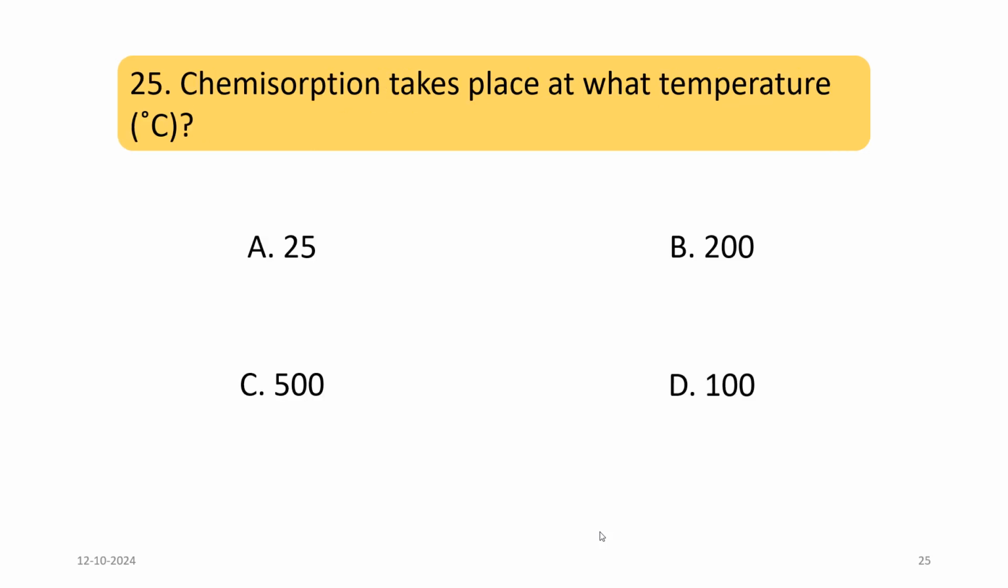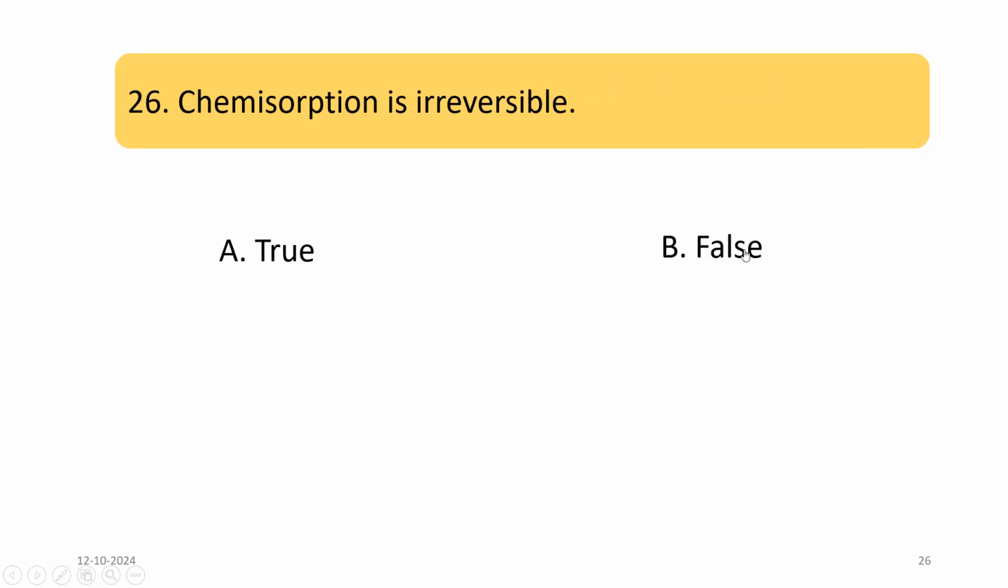Next, chemisorption takes place at what temperature? The answer is 200 degrees centigrade. Chemisorption from a gas generally takes place only at temperature greater than 200 degrees centigrade. Okay. Chemisorption is irreversible. Is it true or false?